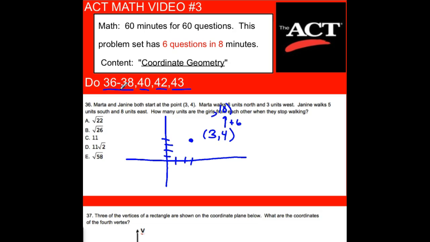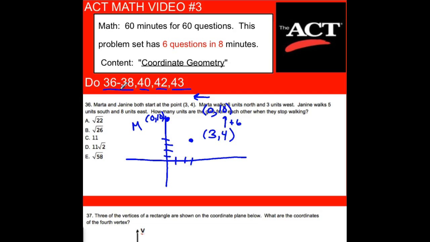And 3 units west. West is to the left. And if we go 3 to the left of 3, we'll be at 0. So she's going to be up at 0, 10. And that's Marta. Because I don't have graph paper, it's just easiest to calculate those coordinates by hand.